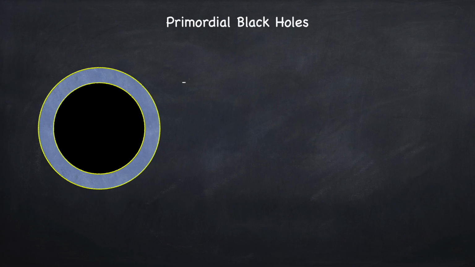Primordial black holes are theoretical. Nobody has ever found proof that they were actually made. If they were created, they would have been created early on in the universe when the universe was dominated by radiation. Now, despite not having any evidence for them, there may be some indirect evidence for primordial black holes.